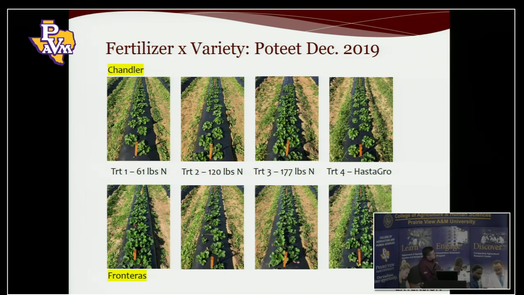And then this is the grower standard. So you can see that was why I was thinking with their standard, their plants are small and they're not getting enough nitrogen. They're not getting enough fertilizer. But with Chandler up here, the plants get bigger as you go up towards 180 pounds. So that's where we're seeing the differences in varieties. And hopefully this test will show some of that.